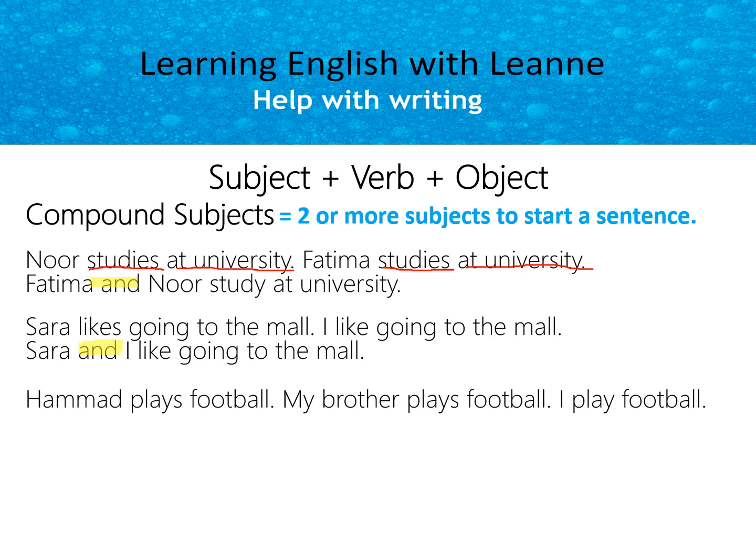Here's another example, but this time we've got three different subjects. So Hamid plays football, my brother plays football, I play football. The verb play is the same and the object football is the same. So we use compound subjects for better writing. So Hamid, my brother, and I. So now we have three. We need to use a comma with one and two and.